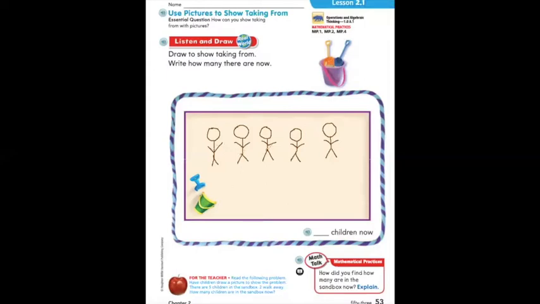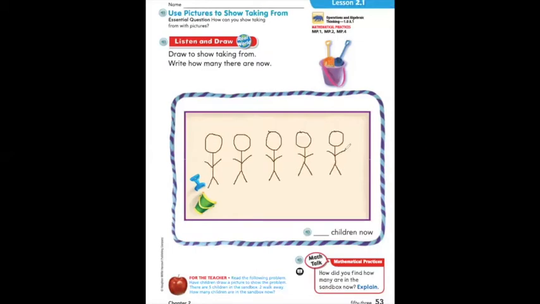We have 1, 2, 3, 4, 5 children in the sandbox. Thinking back to our math story, how many children walk away? Remember that 2 children walk away. So let's circle 2, and then we'll cross out those 2 children.